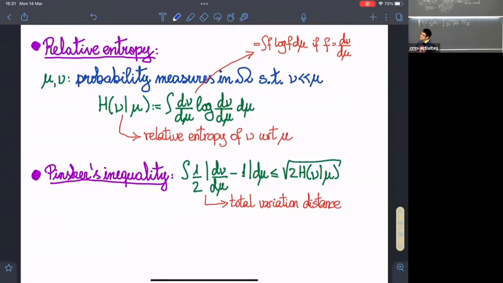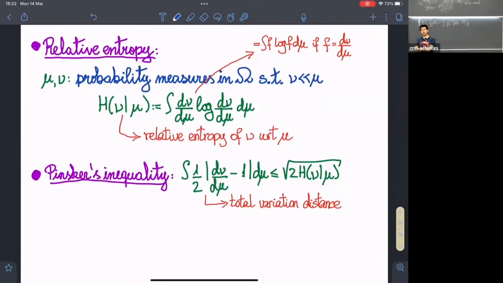So you usually define the relative entropy to be plus infinity if this absolute continuity condition is not satisfied, because it is what makes the relative entropy somehow continuous with respect to the extended topology, where infinity is an extra point on the zero infinity line. And this is what we call the relative entropy of nu with respect to mu.